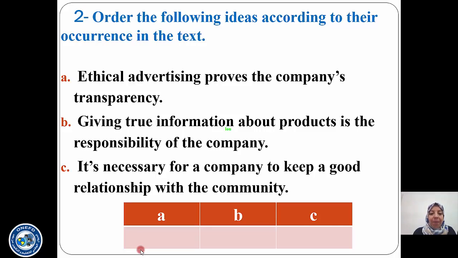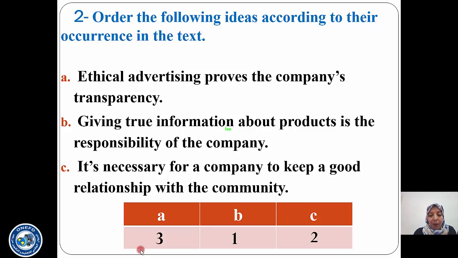The answer is B comes first. Giving true information about products is a responsibility of the company, and this is mentioned in paragraph 1. The next idea is C. It says, it's necessary for a company to keep a good relationship with the community, and it appears in paragraph 2. And finally, A. Ethical advertising proves the company's transparency. It is in paragraph 3, where it says that the company has nothing to hide.